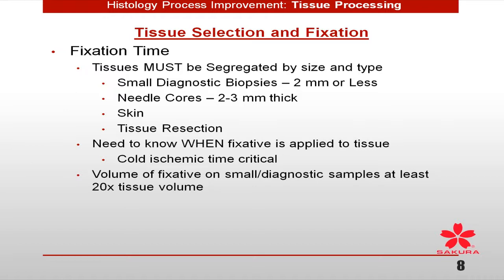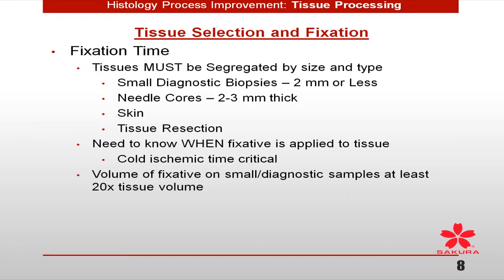I think it's great that something can do 350 cassettes at a time. If I'm being patient-centric, do I need 350 cassettes? So let's get back to where we need to start, and that's your fixation times. Tissues must be segregated by size and type.